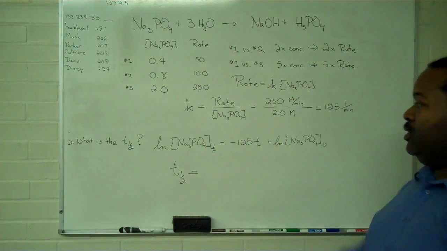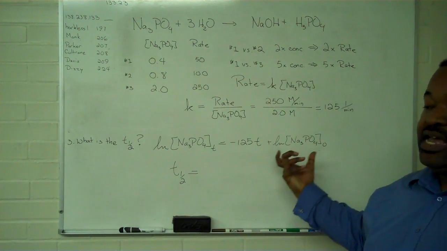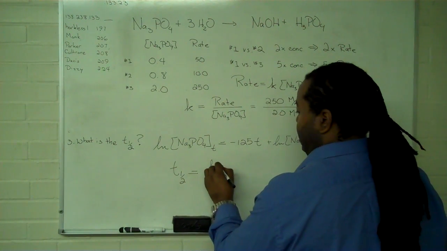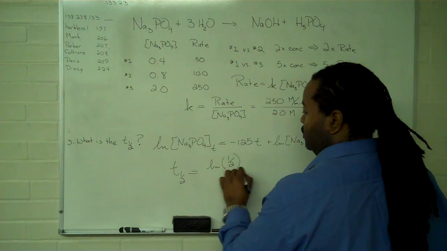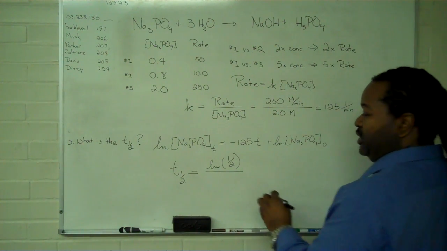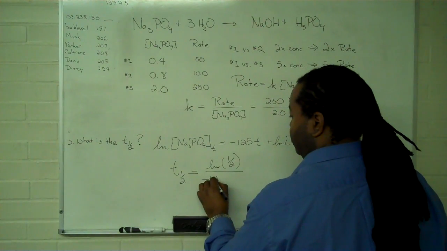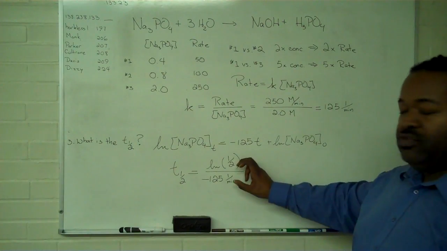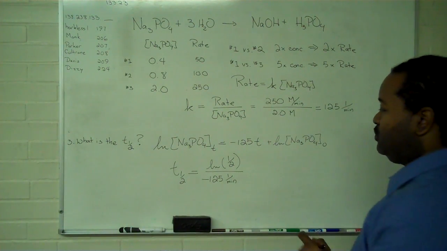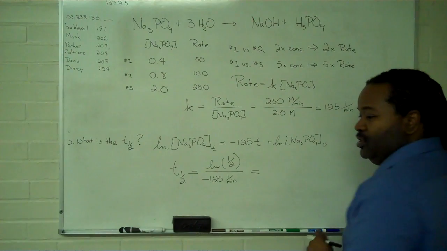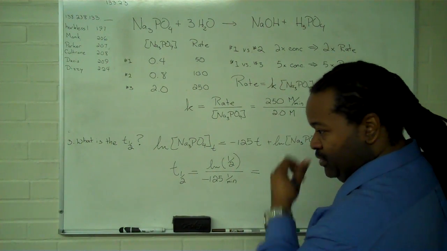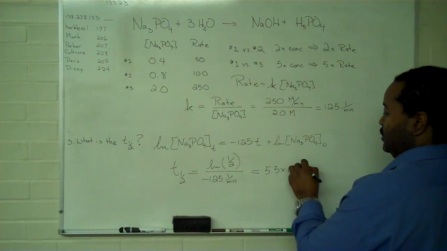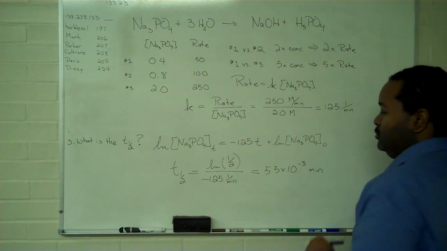Because this is the expression, we already know that for a first order reaction, the time it takes for the concentration to be exactly 1/2 of the initial is only a function of the rate constant. And so we have ln of 1/2 divided by negative of the rate constant itself. Since this is 1 over minutes and it's in the denominator, our units will work out to be minutes. And so the actual answer we get is 5.5 times 10 to the minus 3 minutes.